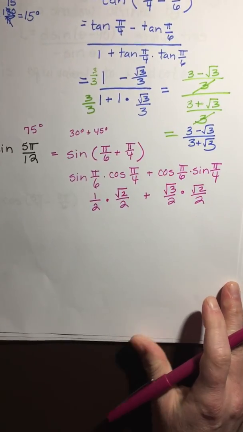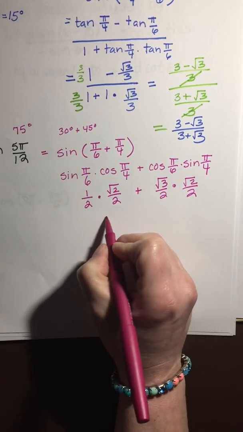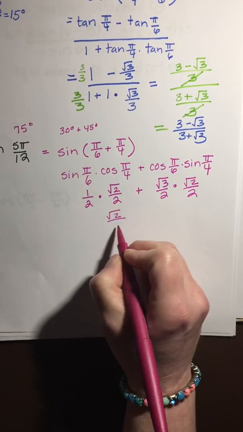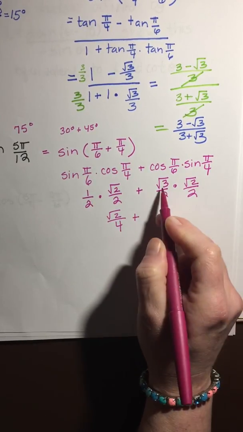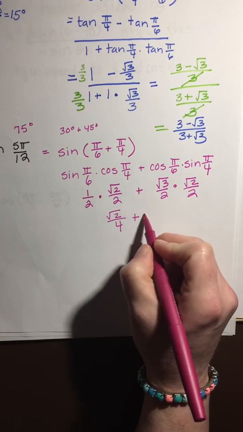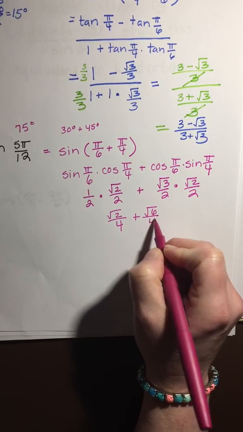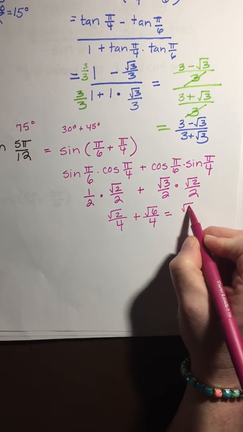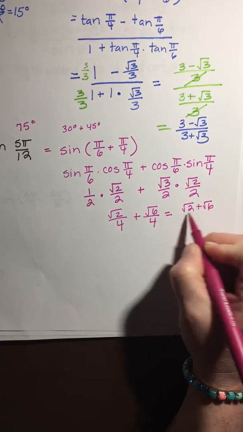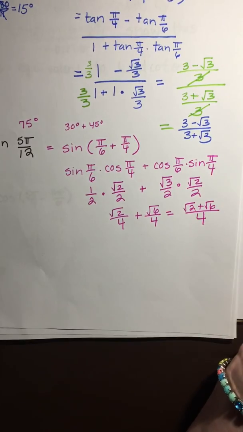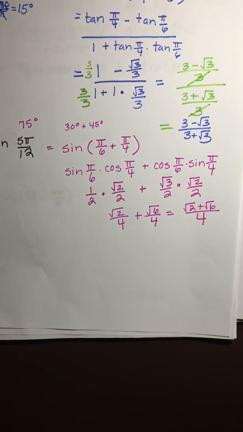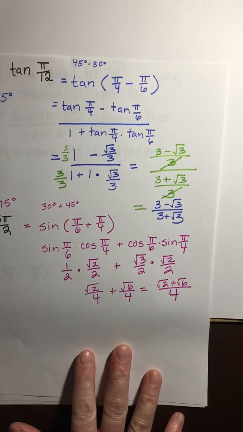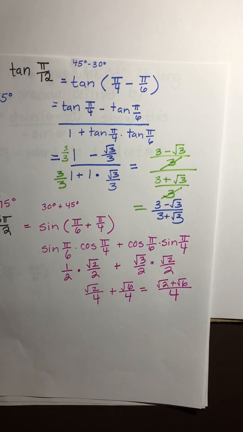And then we're just going to clean that up a little bit. So that'll be the square root of 2 over 2 times 2 is 4. Plus the square root of 3 times the square root of 2 is the square root of 6. 2 times 2 again is 4. I'm going to write that numerator as one expression. And we're finished. Okay, all right, let's move on to another one.